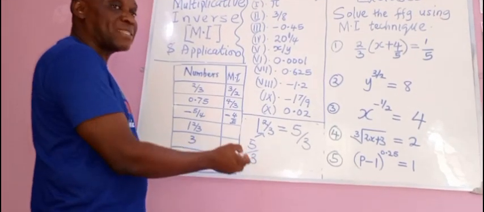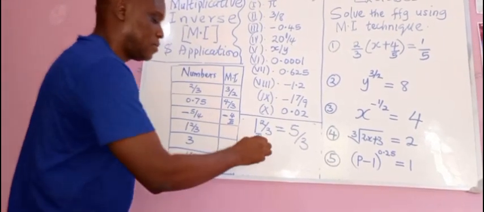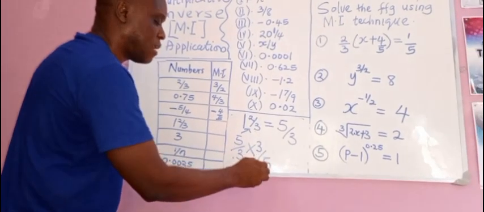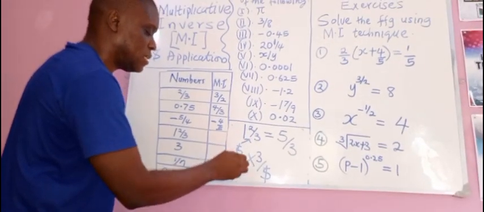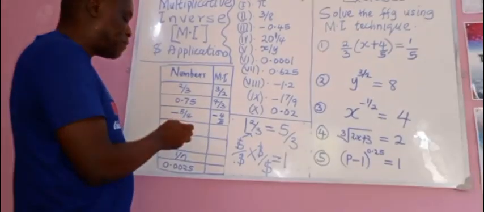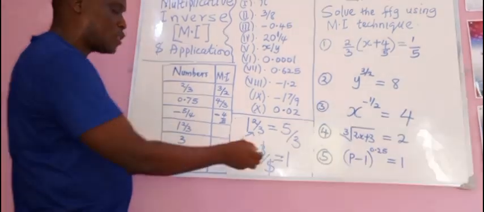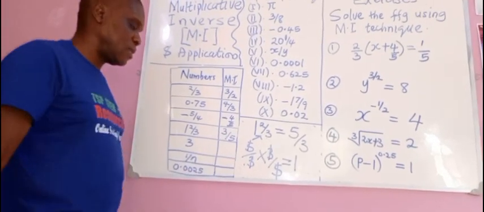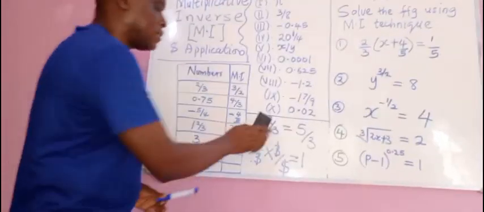What do I multiply by 5 over 3 that the result will give me 1? You find the reciprocal of this. That will be what? 3 over what? 5. This 5 cancels this. So what I have left is what? So the multiplicative inverse of this is what? 3 over 5. Okay.